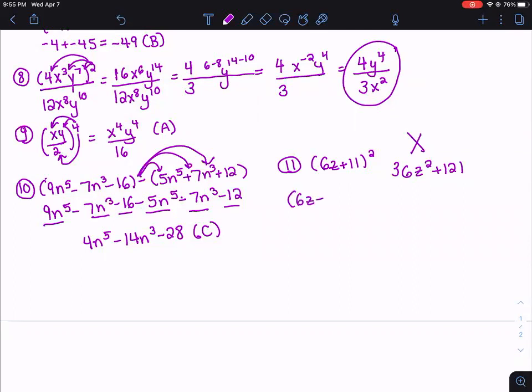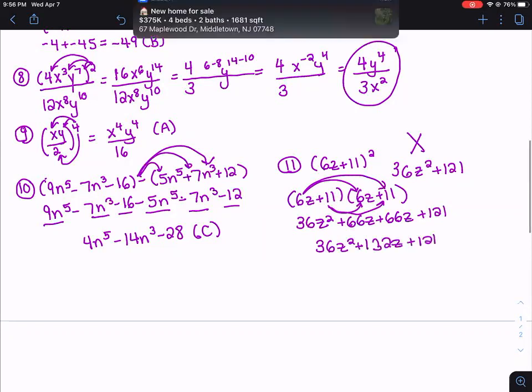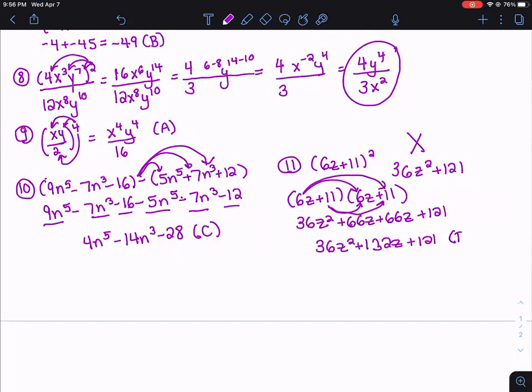A binomial squared is the binomial times itself. So then we use FOIL or we distribute. In my exams in the future, I do give repeat questions. I'll put topics from earlier units, so please make sure you review all of this. So 36z to the second plus 132z plus 121. This is choice B.